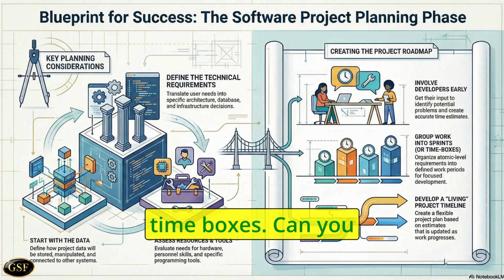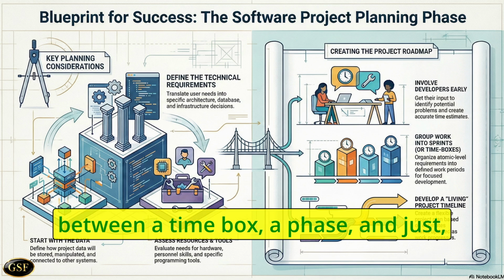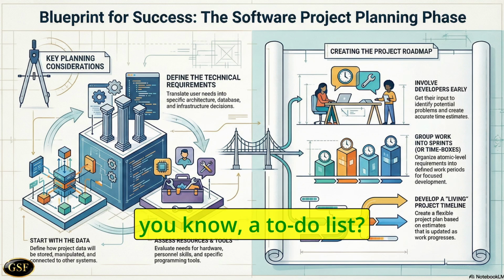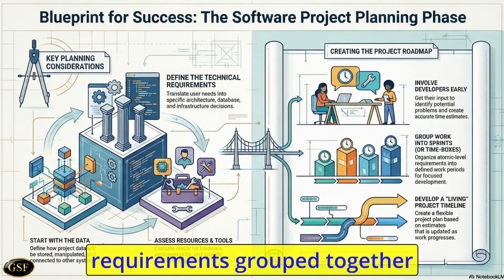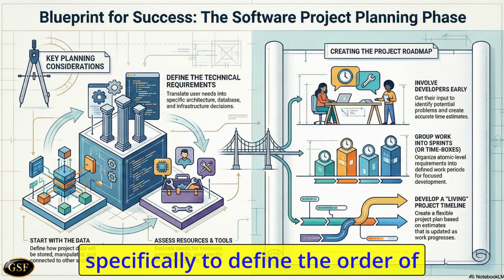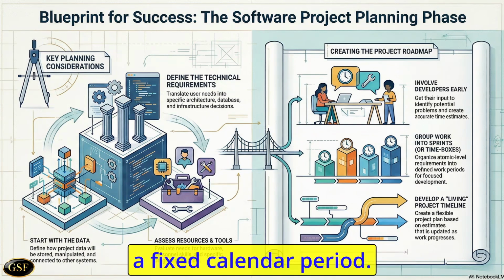You mentioned time boxes. Can you clarify the difference between a time box, a phase, and just a to-do list? A time box is a container. It's a collection of those atomic level requirements grouped together specifically to define the order of development and tied to a fixed calendar period. Okay.